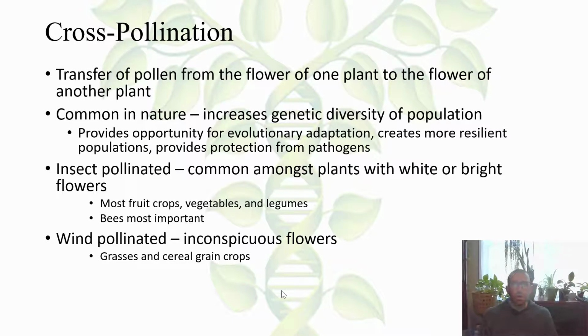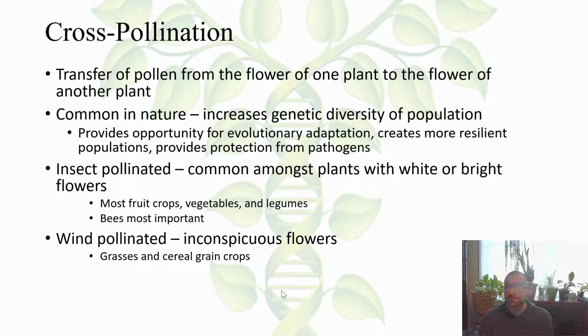Now, when we talk about cross-pollination, there are two main ways. Many of our plants are insect pollinated, and that's common for our plants that have white or bright colored flowers that are trying to attract those insects. And then we also have plants that are wind pollinated. Those would be our grasses and our cereal grain crops. Our insect pollinated crops are more of our fruit crops and vegetables, legumes.